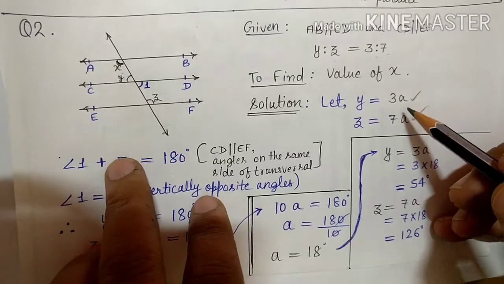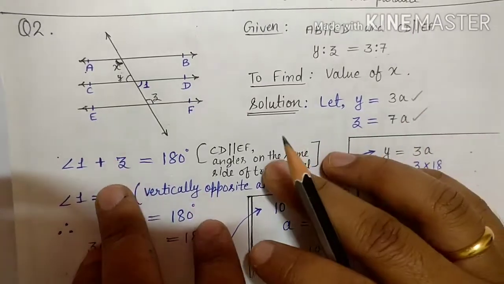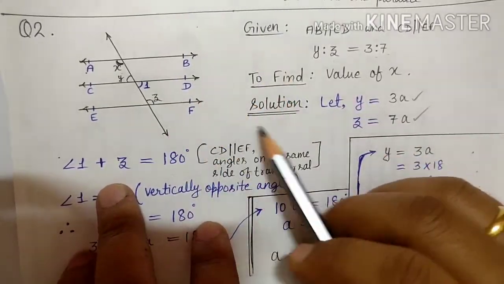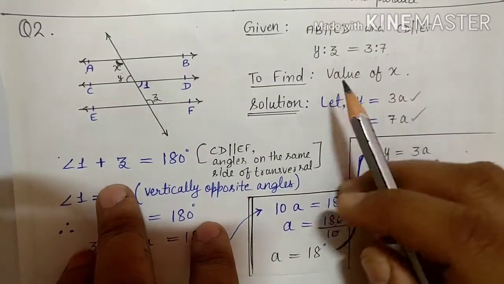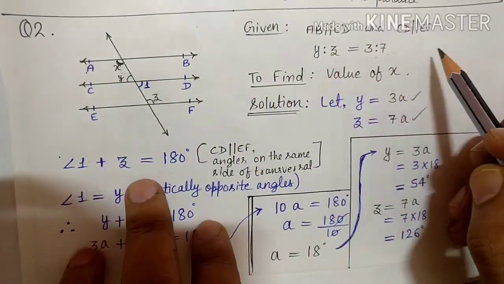Okay, you can take any variable, a, b, c, d, whatever. It's up to you only. Now as you can see the question, we have to find the value of what? X. Okay, and AB is parallel to CD and CD is parallel to EF.